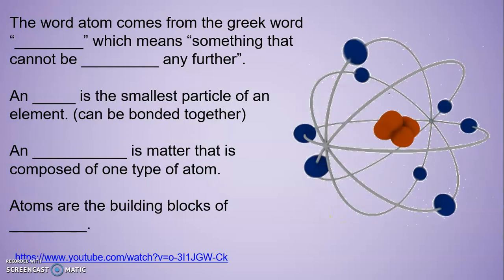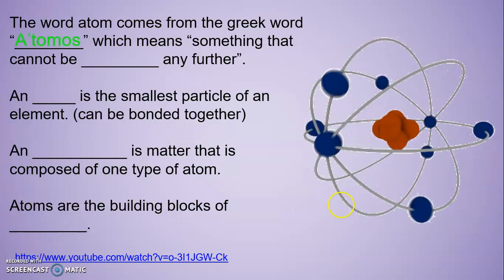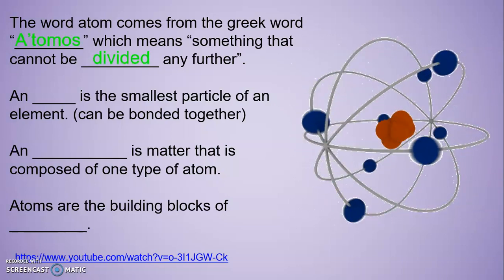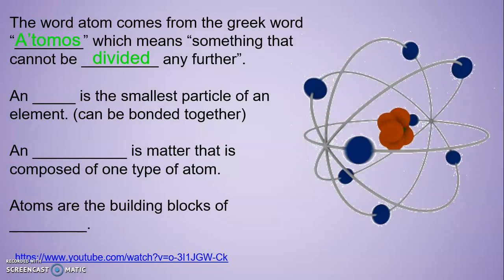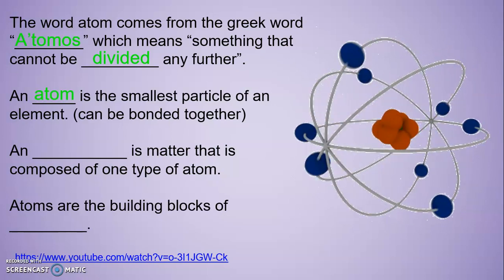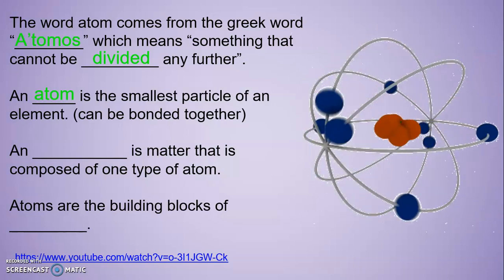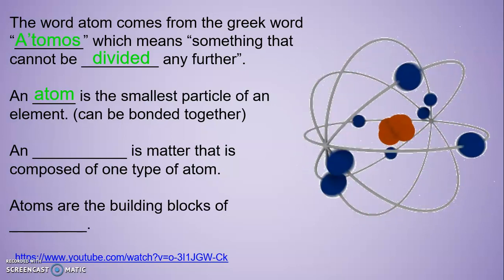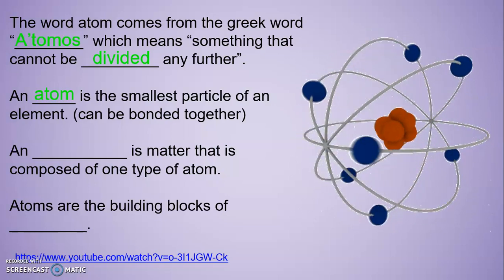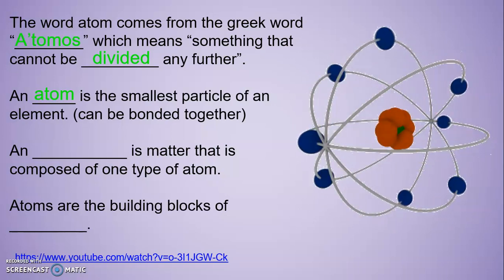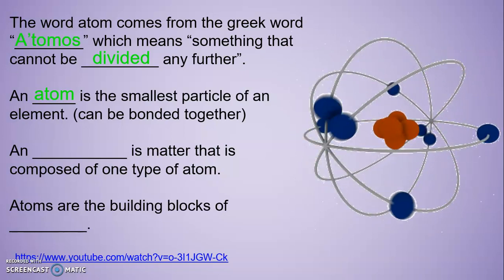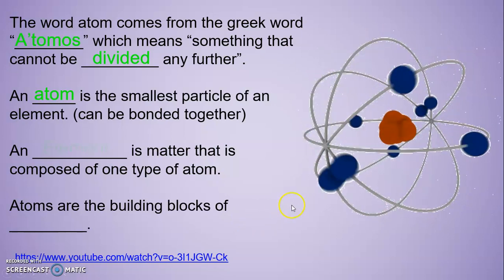Okay, so the word atom comes from the Greek word atomos, which means something that cannot be divided any further. That means it's the smallest part of all matter. An atom is the smallest particle of an element, which means we can bond it together with other atoms to make bigger things, which is why some things we have to look at under a microscope and some things we can see with our eyes, right? An atom is really tiny, but when you put a bunch of them together, it can make large amounts of matter that we can actually see.